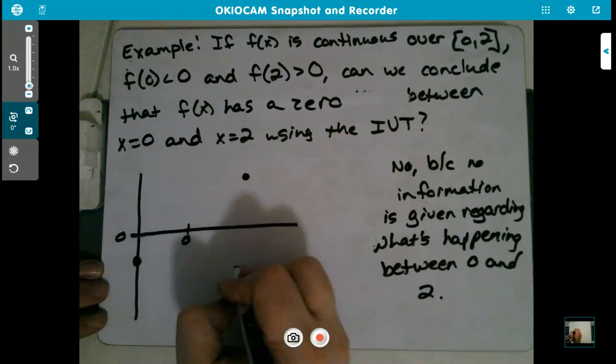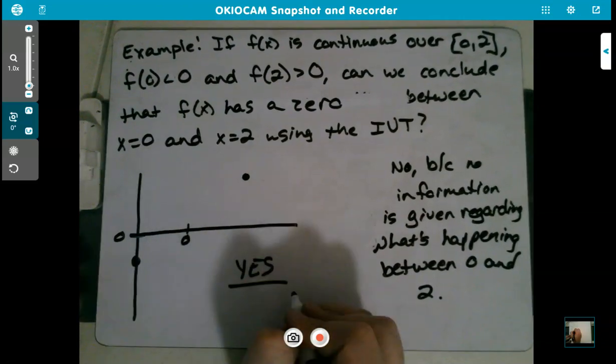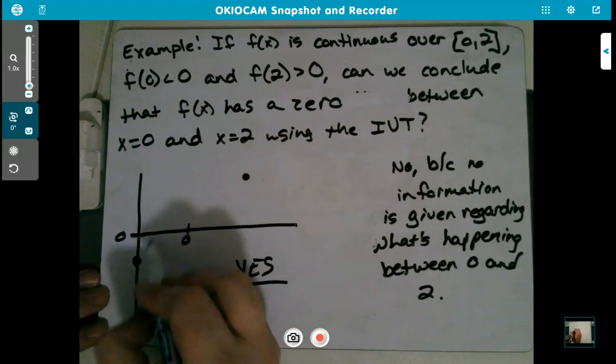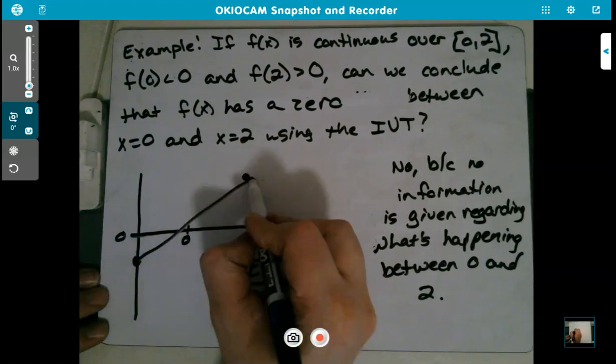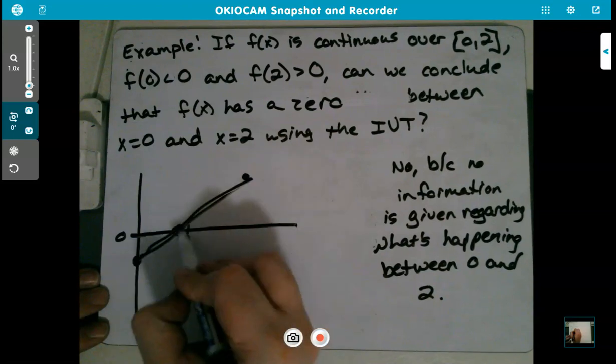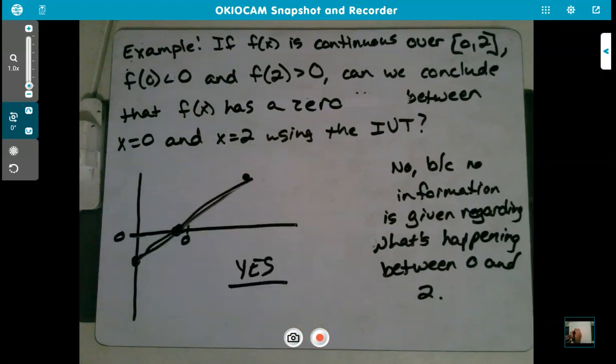So in this case, we would say yes, that one does work because I have to pass through the x-axis at some point to get from here to here. I have to pass it at some point. So the answer there would be yes. But the way it was worded beforehand, I don't know what's happening between them, so there was nothing I could really do there. I have one more example.